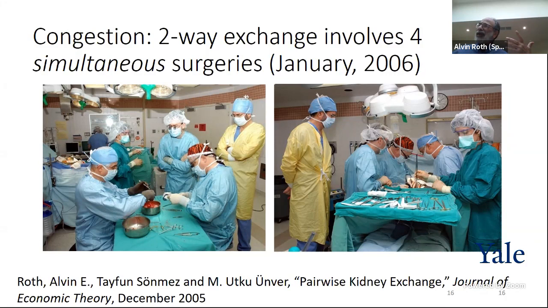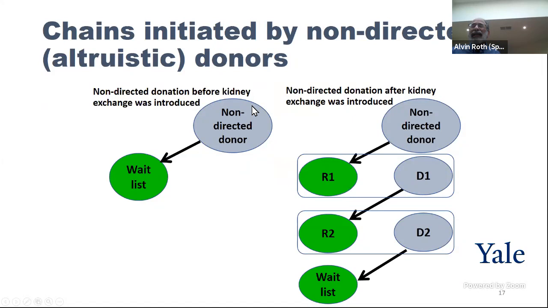And one of the ways you can do that is start chains, in particular, if you have non-directed donors. These are those donors who don't care who they're giving to. And eventually by the 2000s, they were accepted in the United States. What they used to do before kidney exchange is if you presented yourself as a non-directed donor and went through a whole battery of both medical and psychological tests and were successful, then they would offer you the opportunity to give a kidney to someone on the waiting list. And that's a great thing, and you could save their life.